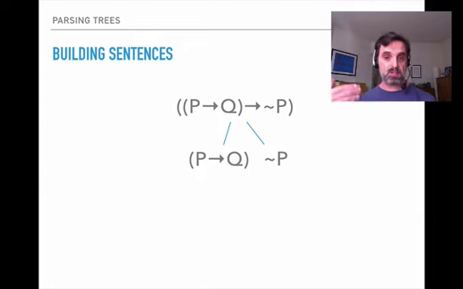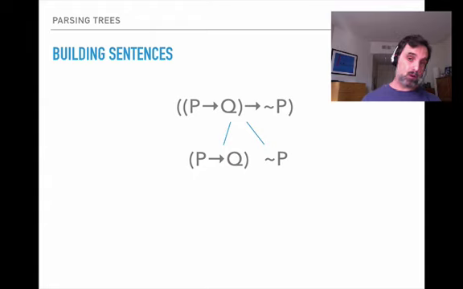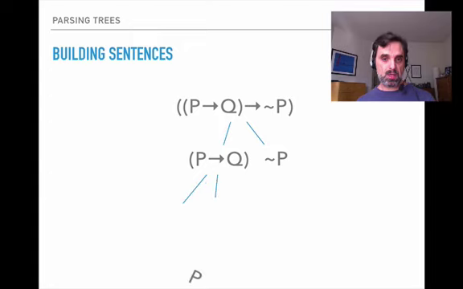So, how is the sentence at the top formed? We took parenthesis P arrow Q parenthesis and put it on the left side of the arrow and put a parenthesis on the left side of that. And then we took not P and put that on the right side of the arrow and then put a parenthesis after that. Now we can break both of these down. So we can break the left down into P and Q, because to build parenthesis P arrow Q parenthesis, we put an arrow down, put P on the left, Q on the right, surrounding the thing with parentheses. And similarly with the not P, we can break that down into P. So the tree is complete.